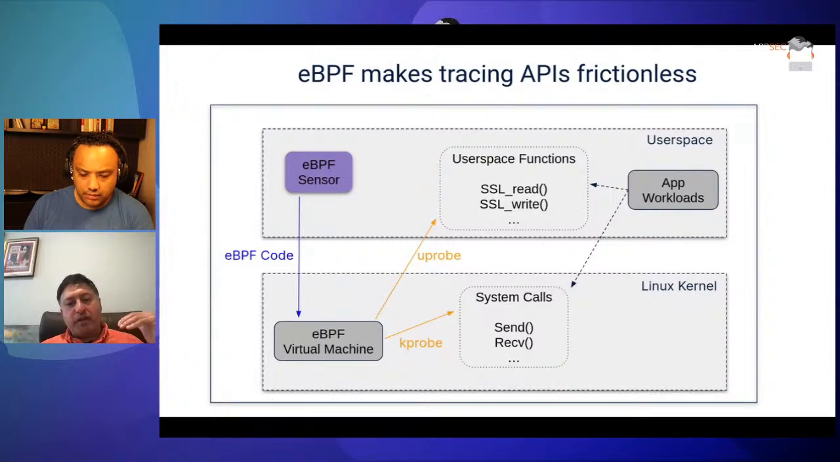It uses K probes, the kernel probes, to instrument system calls at the kernel level, and it uses user probes to instrument user space level functions. So you can put a kernel probe at any system call as long as you have a symbol available for the system call. And similarly, you can put a user space probe at any user space function as long as the symbol is available.